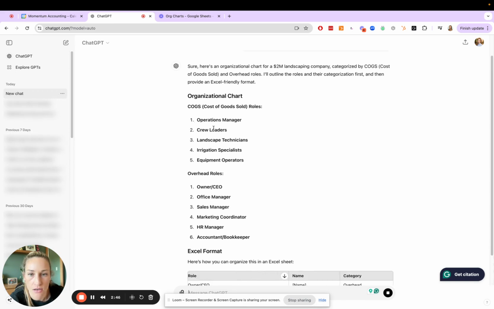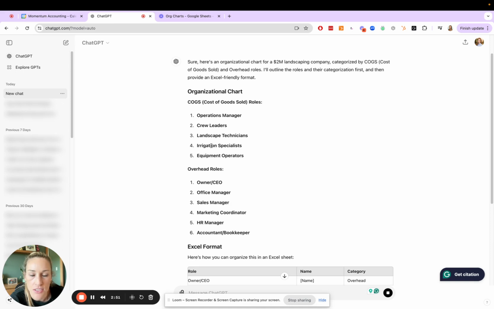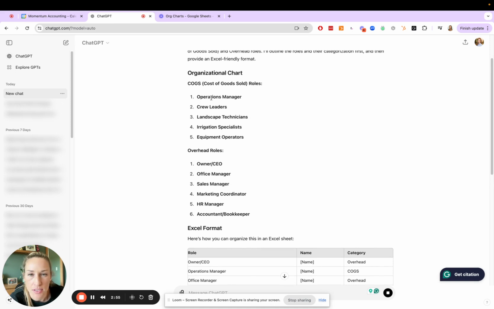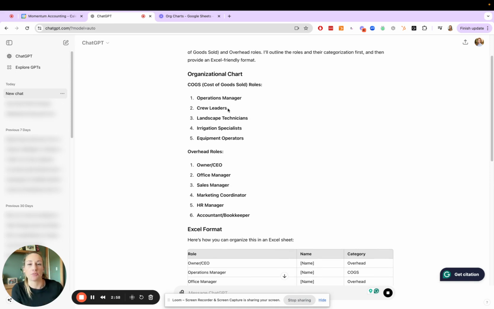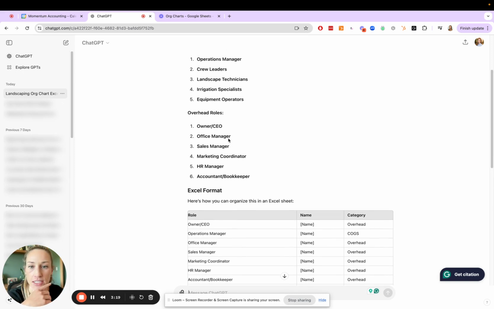Okay, so we're getting into all the delivery people. These are the people who are delivering the landscaping services: technician, irrigation specialist, operations manager. Typically, with the operations manager, I notice ChatGPT will sometimes put that into overhead or COGS. This would be the person who is actually managing the client-facing team, and so I like to put that person in direct cost, into COGS, versus the business operations manager, who would be like your COO. They're more internal facing, so they would be overhead. So we can see that ChatGPT nailed it.